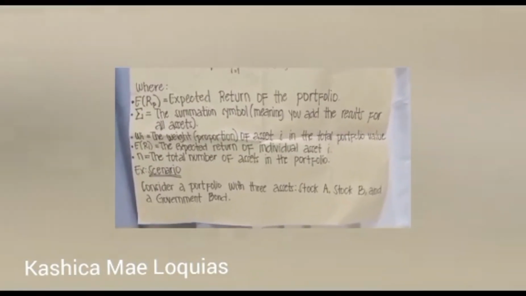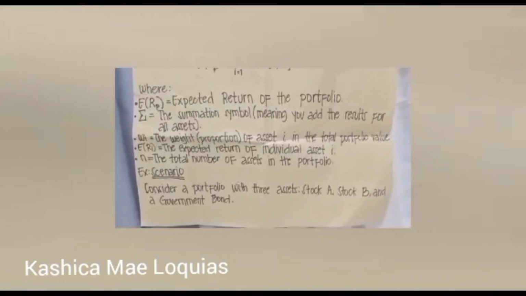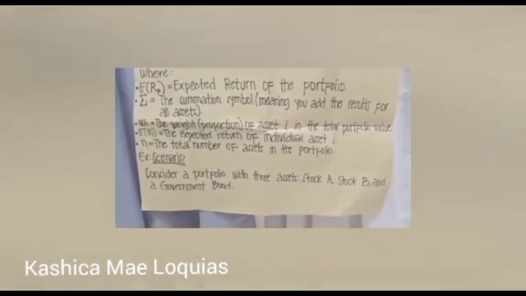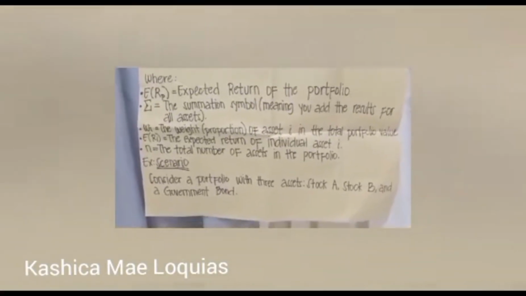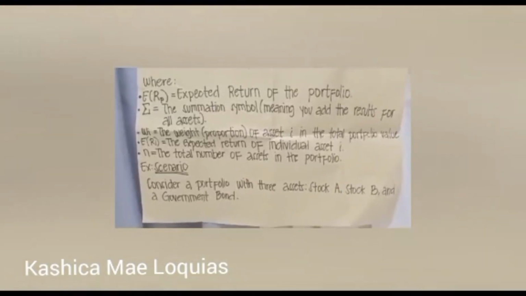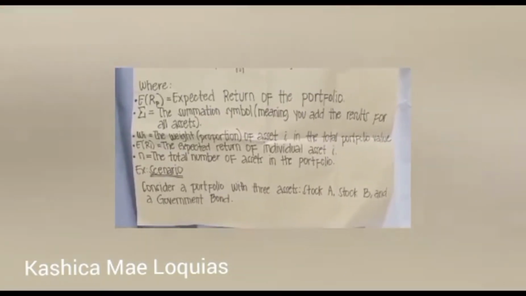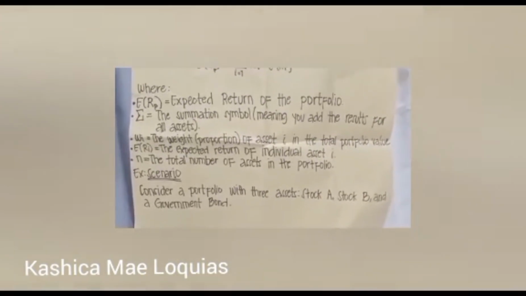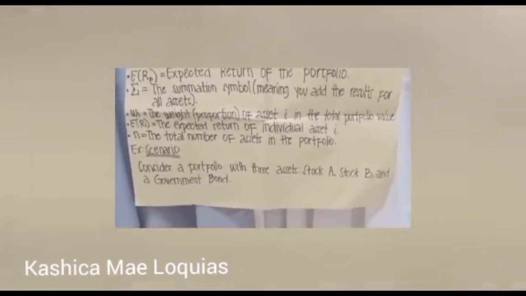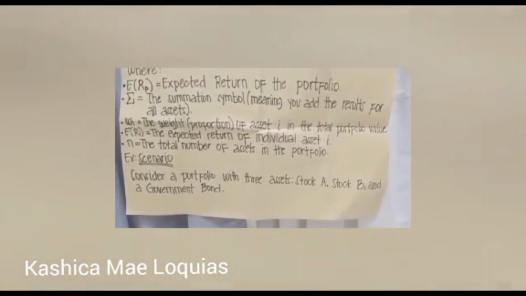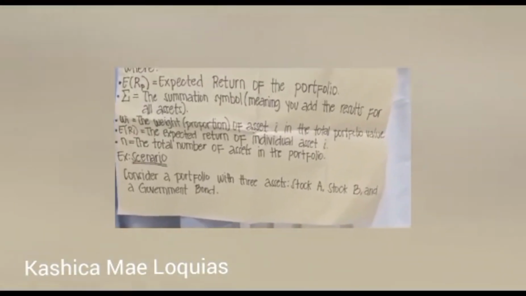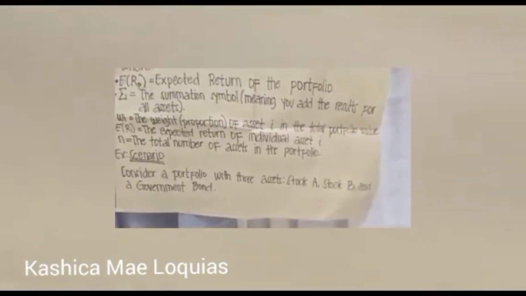The third, Wi, means the weight or proportion of asset i in the total portfolio value. The fourth, ERi, means the expected return of individual asset i. And n means the total number of assets in the portfolio. So here is an example for you to understand portfolio theory.